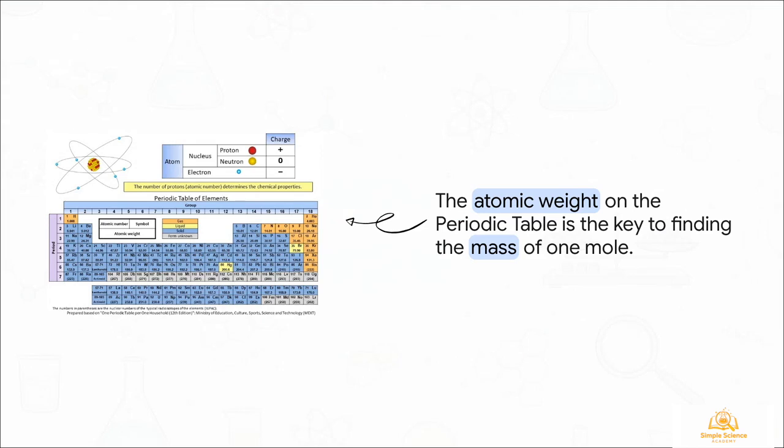Seriously, the periodic table is your best friend here. It's basically a cheat sheet. You see that number under each element, the atomic weight? Well, for carbon, it's about 12.01.